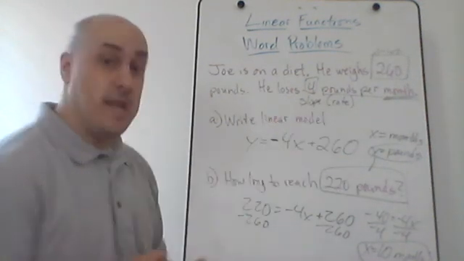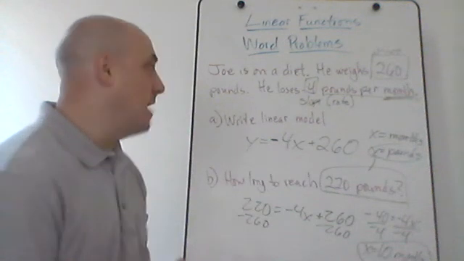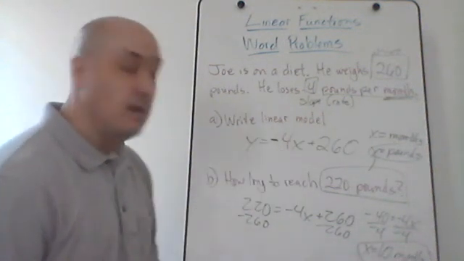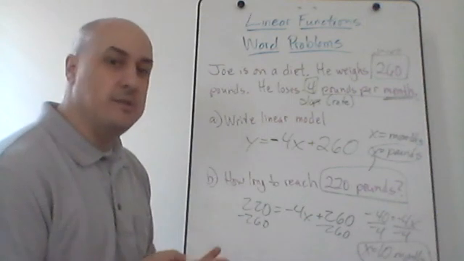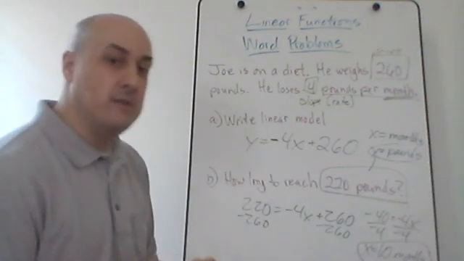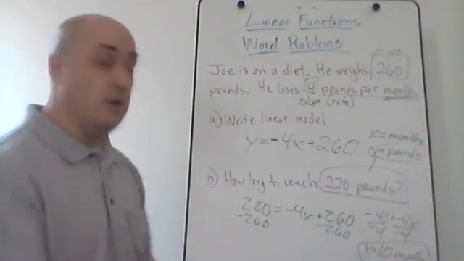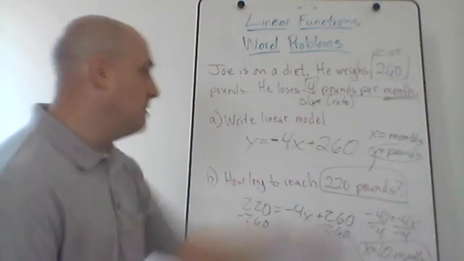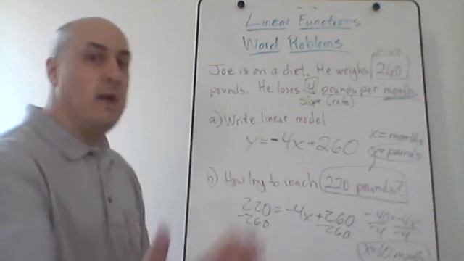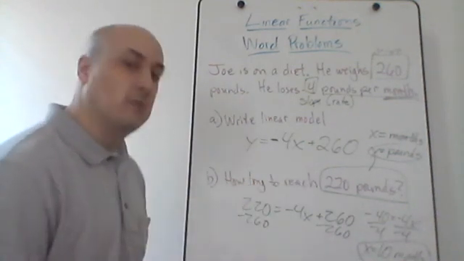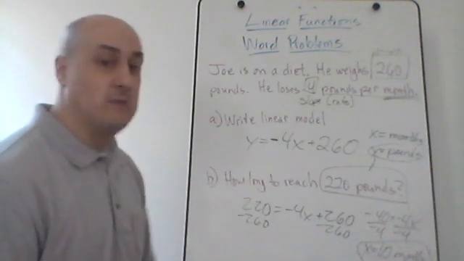Identifying your rate of change, how is it changing over time? That's your slope, the number that's attached to the x. And then also paying attention to, is it increasing or decreasing? Is that slope positive or negative? And then once you have your model written, you can go ahead and use it to solve all types of different problems. How long will he reach 220 pounds? What will he weigh in 3 months? Plug in x equals 3 to solve that. You can answer all types of different questions once you have that model written.